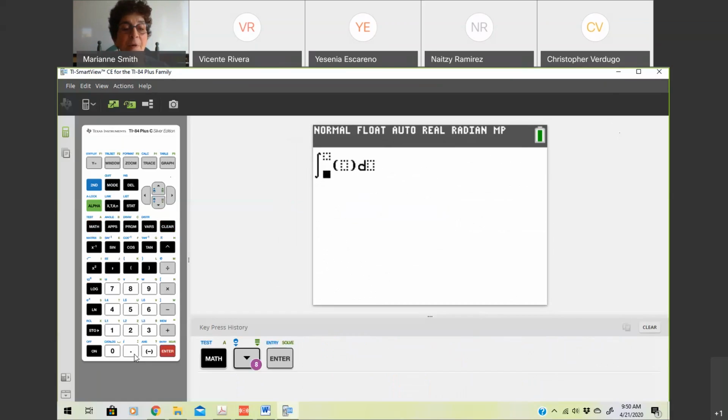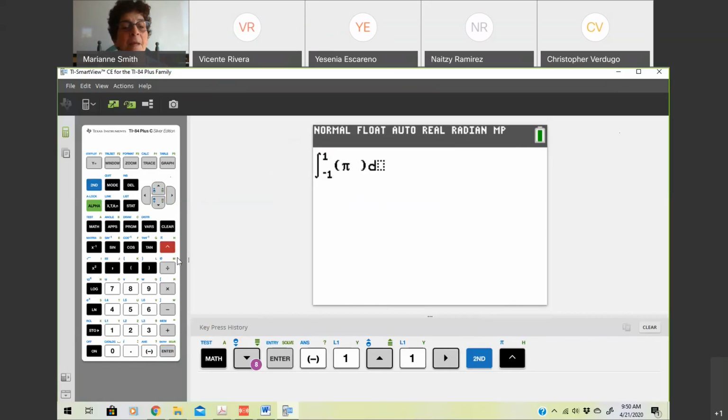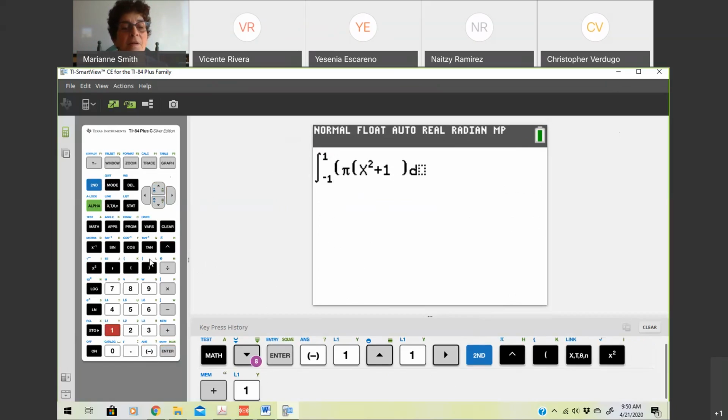Okay, and again, the formula for doing solids of revolution, I have to remember that in order to use this. So I'm going to put in my lower bound, which was -1, put in my upper bound, which was +1. The formula said it's pi times the function squared, so I'm going to type that in again. Here's pi. I'm putting parentheses around the function because I have to square the whole thing. The function was x squared plus 1.